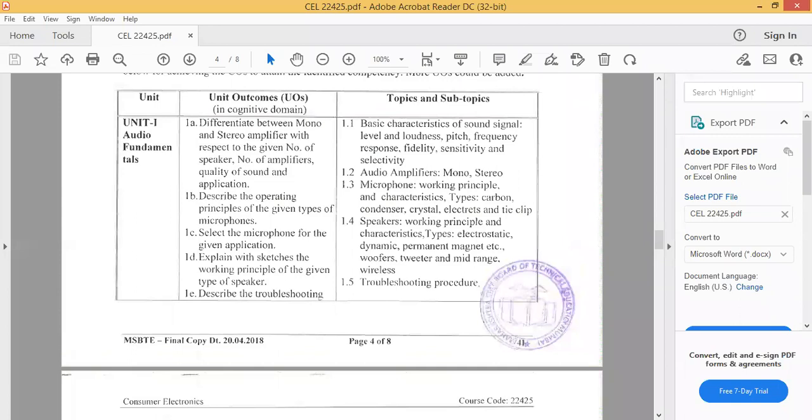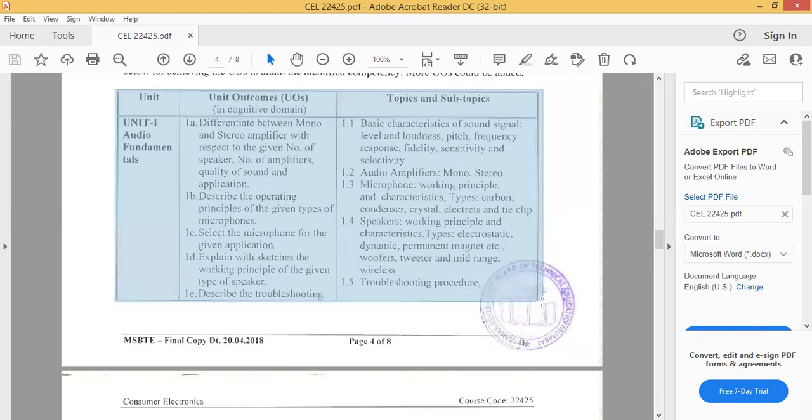So unit number 1 is audio fundamentals. In this unit, you have to learn basic characteristics of sound signal that I told you, the parameters related to the sound signal, that is level, loudness, frequency, pitch, fidelity, sensitivity, selectivity. Then audio amplifiers, mono, stereo, microphone. What is the working principle of microphone? Characteristics, types of microphone. Then the speakers, working principle of speaker, characteristics, types of speakers, and the troubleshooting process. Means if suppose problem occurs in microphone, how you can troubleshoot it. If problem occurs in speaker, how you can troubleshoot it. So all these things you have to study in unit number 1, and this unit is for 8 marks.